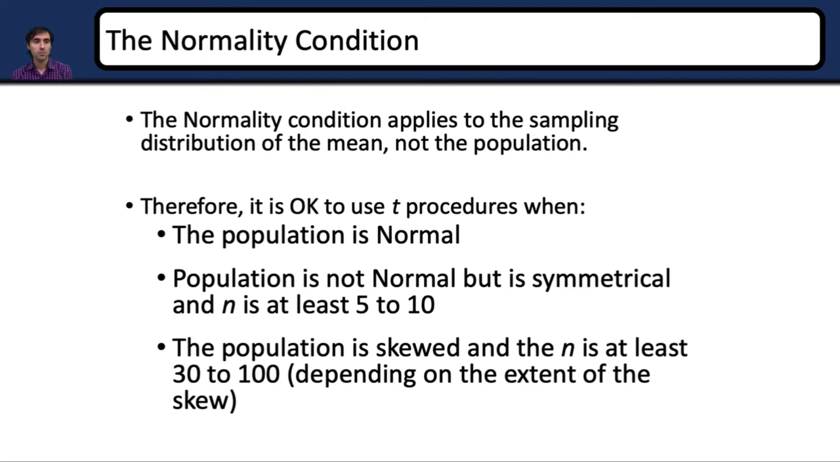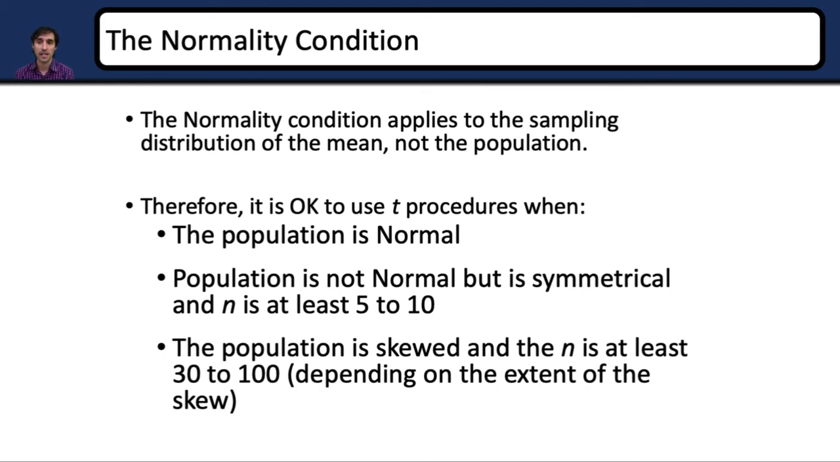Therefore, it's okay to use procedures for the paired t-test when the population is normal, and there's at least, when the n is between 5 and 10, but honestly, the bigger numbers are going to have better results, even if it's going to be a little skewed.